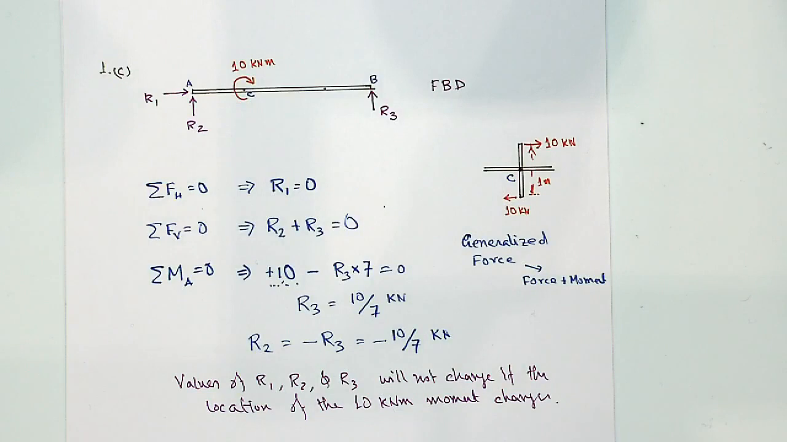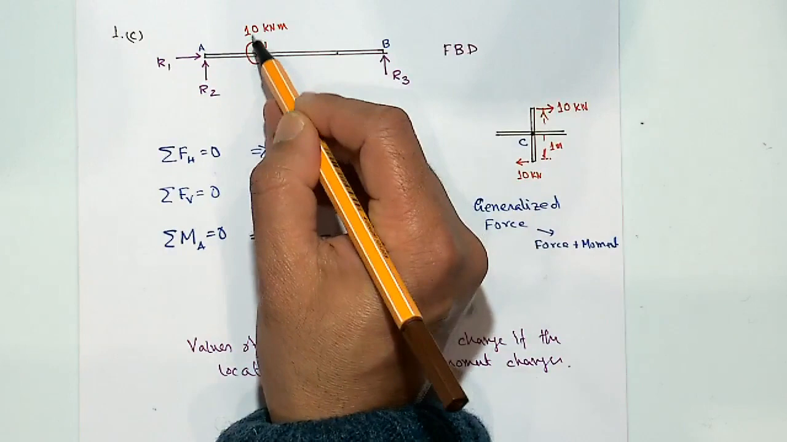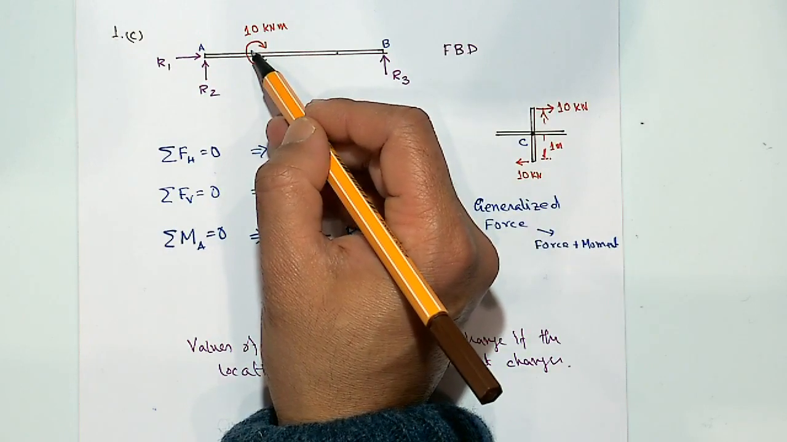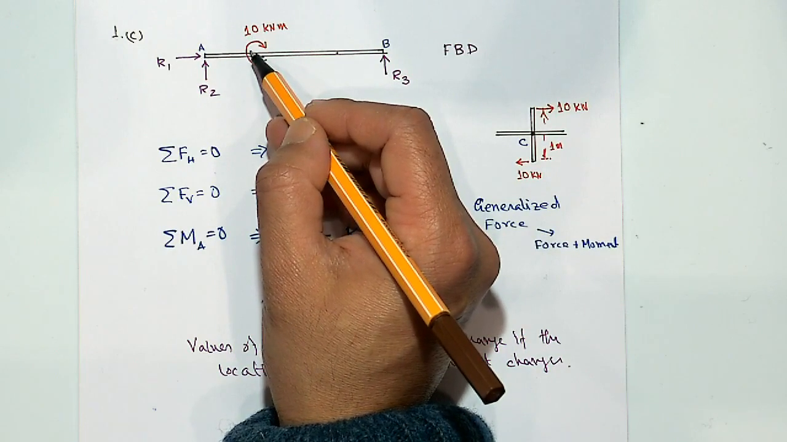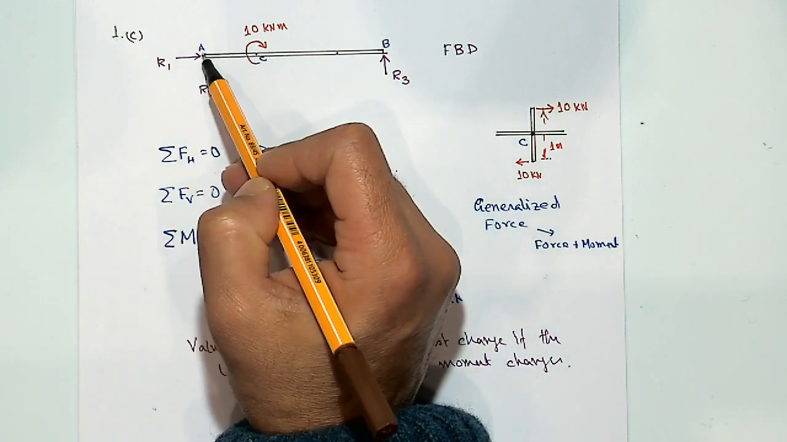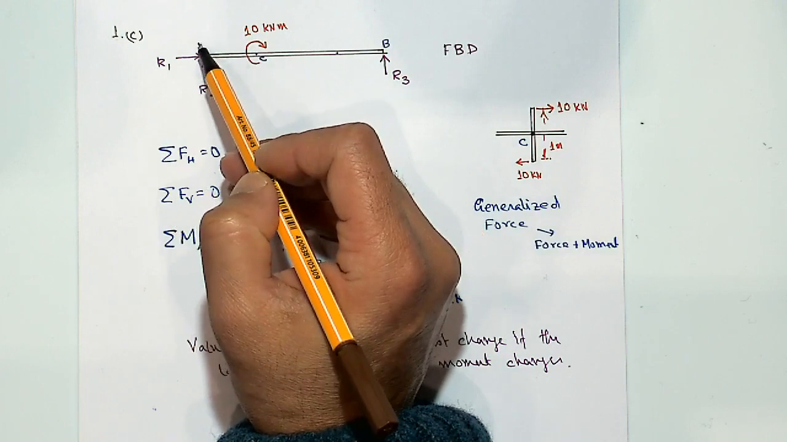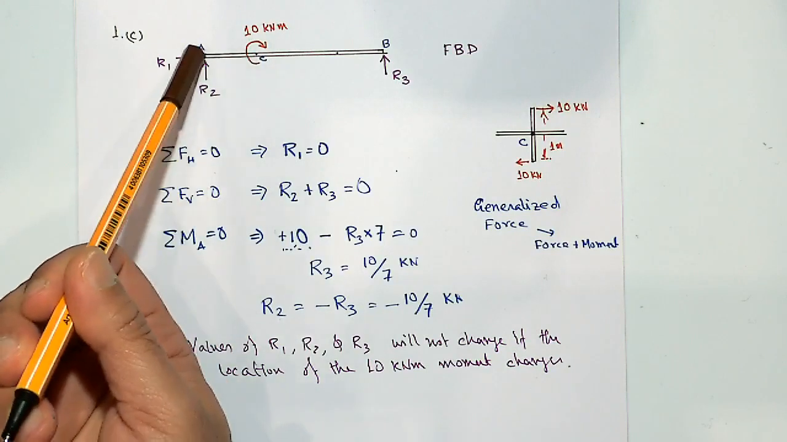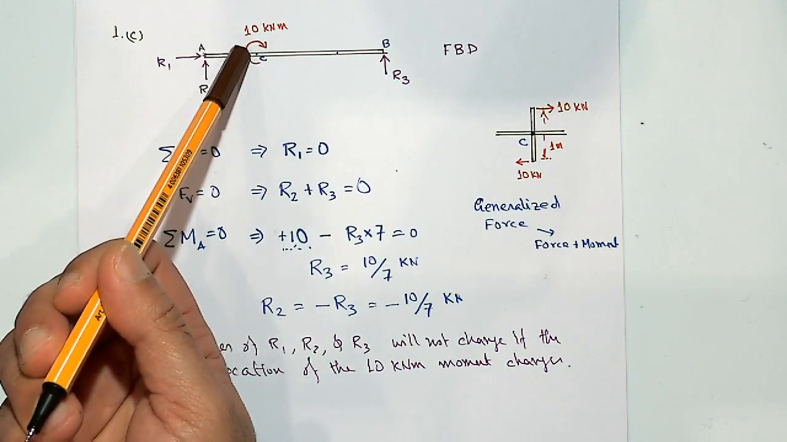Instead of a concentrated moment, can we give a 5 kilonewton force at the end? Because the distance is 2, and finally the moment at C will be equal to 10. So what you are saying is, instead of a 10 kilonewton meter moment here, if you have a 5 kilonewton load here, then? Can we divide the 10 kilonewton moment into a force of 5 kilonewton at point A in the upward direction? Finally, the final moment at C will be 10 kilonewton meter.